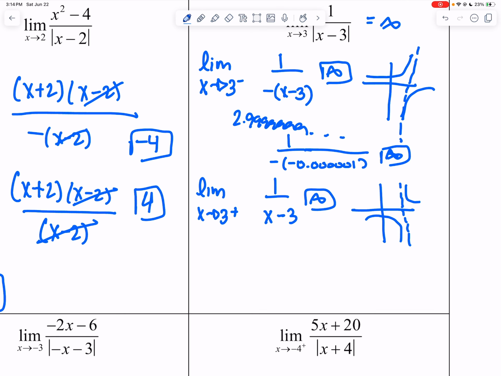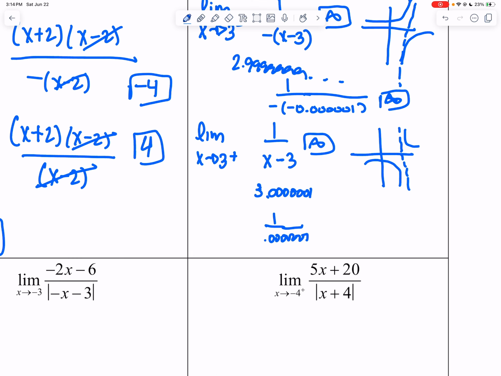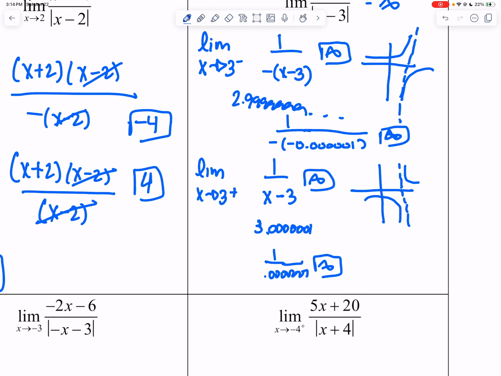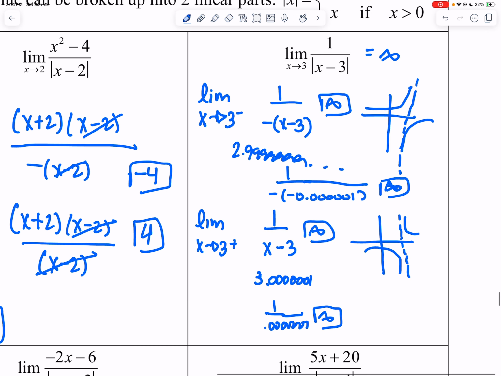Likewise, if I did 3.00000001 or something like that, I'm going to get 1 over 0.00000001, and that's going to be 1 over some very, very small number, and that's going to give me infinity there. So because both of them gave me infinity algebraically by plugging in an arbitrary small value from the left and from the right, I know that my limit here is infinity.